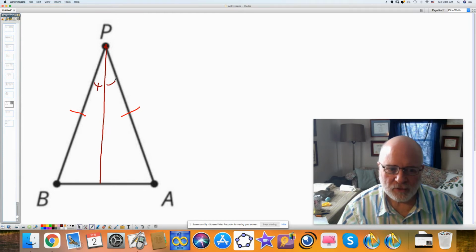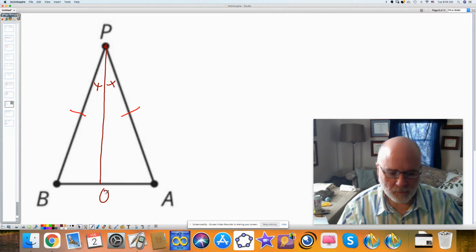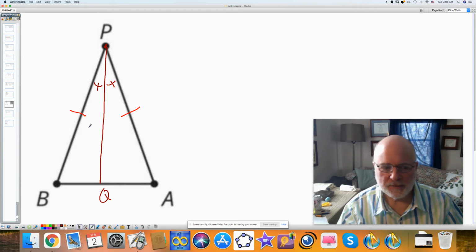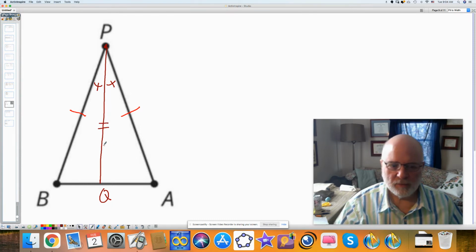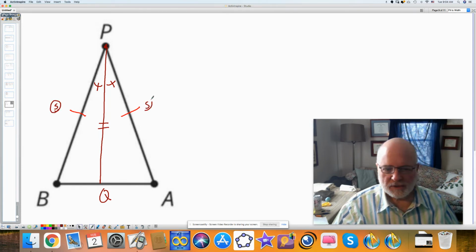So this angle is congruent to this angle. And finally, we know that this segment PQ is congruent to itself. It's a common side, common to both triangles on the left and on the right. It's also what we call the reflexive property, not reflective, but the reflexive property. So here I have one side is congruent to another side of the two triangles. I have one angle that is congruent to another angle. And I have the side here is congruent to itself.